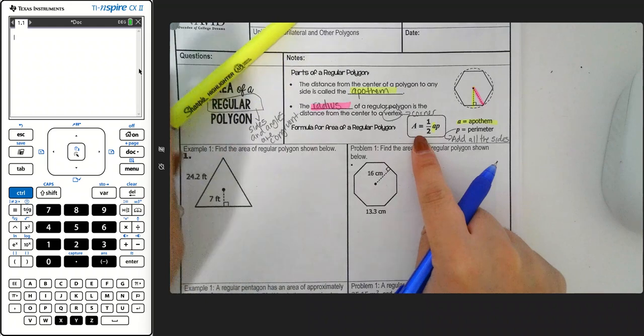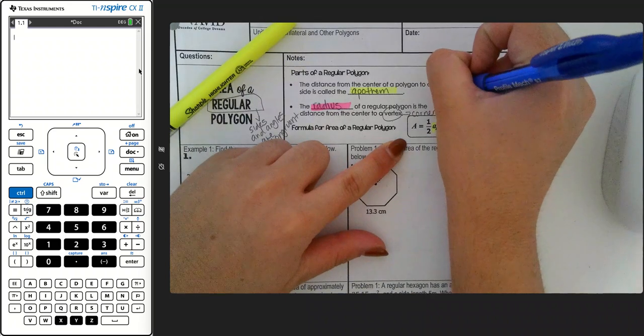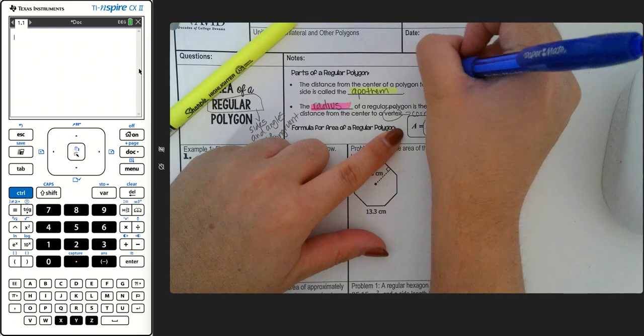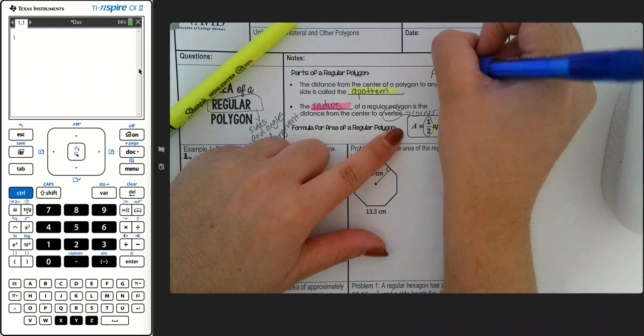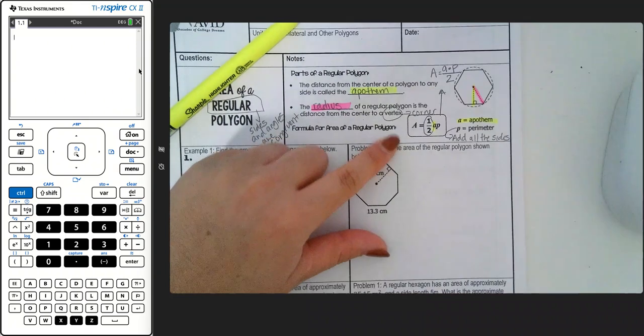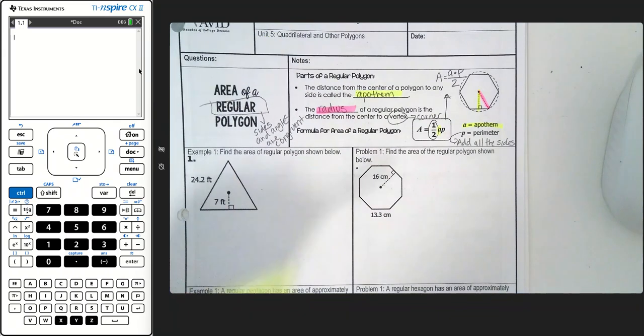Another way to rewrite this formula is like this. If you are getting confused with the fraction, the area of a regular polygon equals A, the apothem, times the perimeter, and all of that is going to be divided by 2. That's how you find the area of a regular polygon.